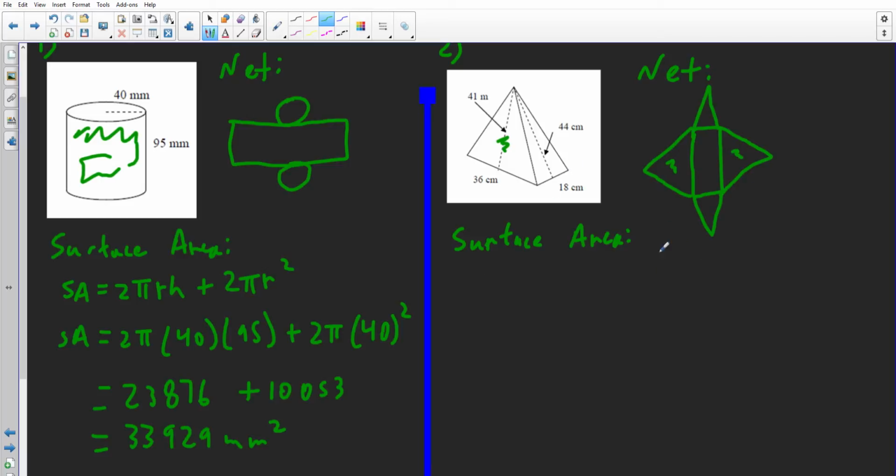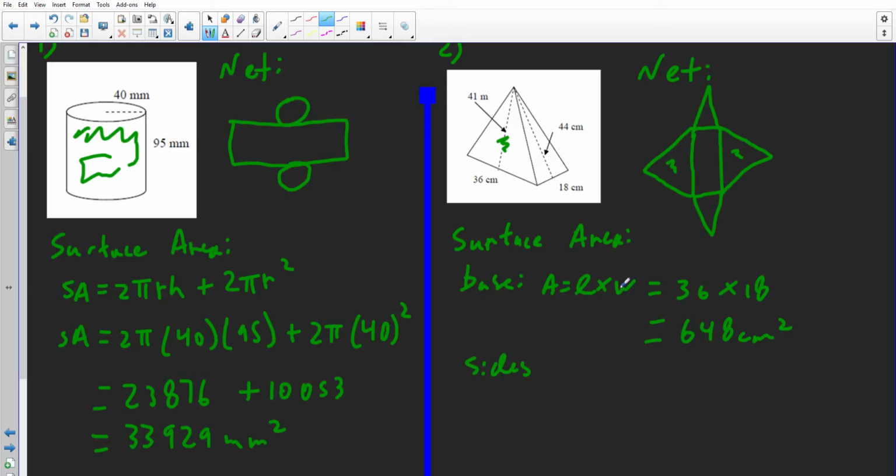Now this one here is a little bit more, well, I don't know if I'd say tricky, but it's different. Because to find the surface area, what we need to do is find the surface area of all four of these things and the base and add them together. So the first thing I'm going to do is the base. So the base area is just going to be length times width, which is just going to be 36 times 18. And that is just 648 centimeters squared. Perfect.